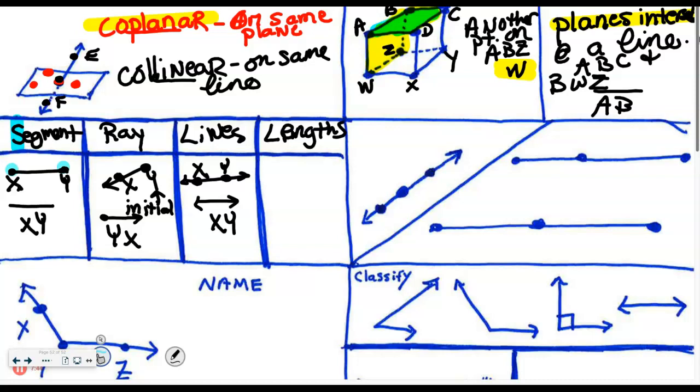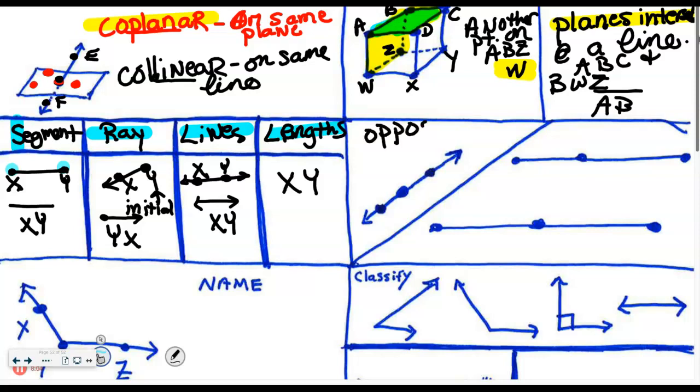If I want the length of XY, it's how long it is. I don't put any bar over it. Maybe you want to write in parentheses no bar or something, but you need to have those down. All right, so we've got our segments, our rays, and our lines, and our lengths. You might want to highlight all of those. Next up is opposite rays.